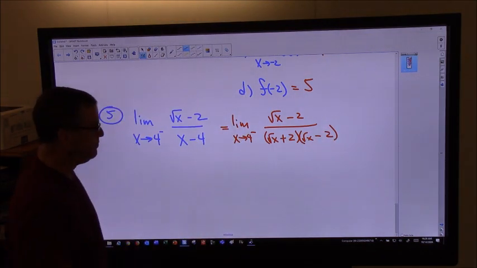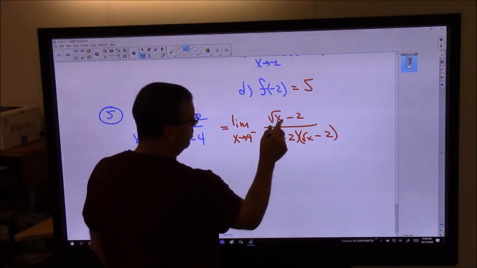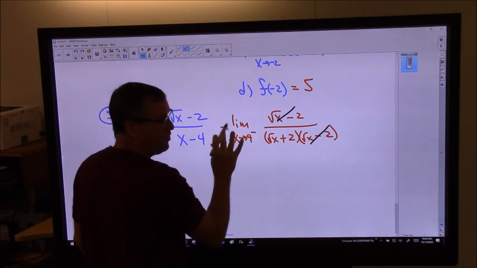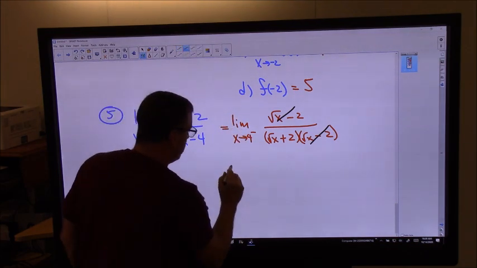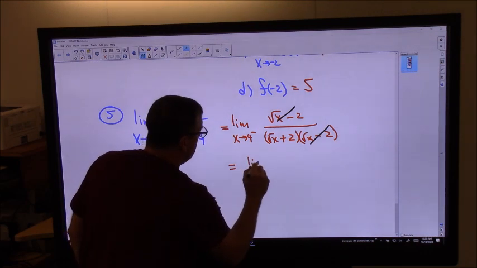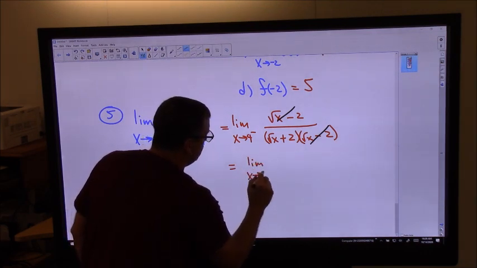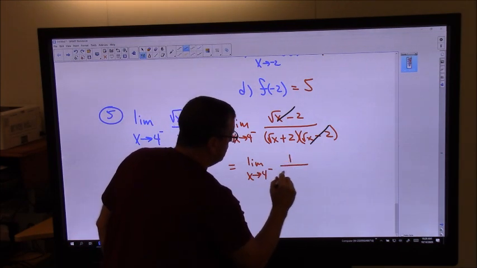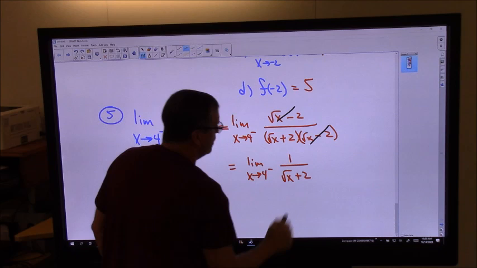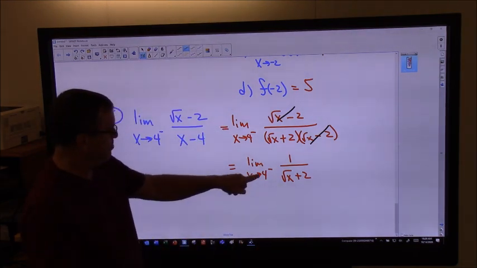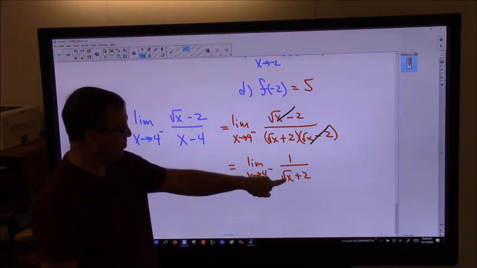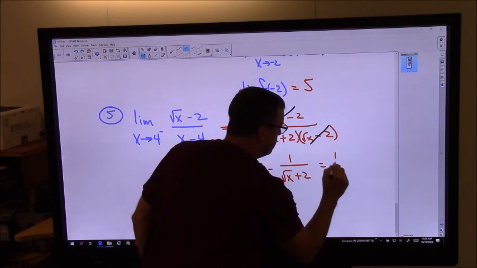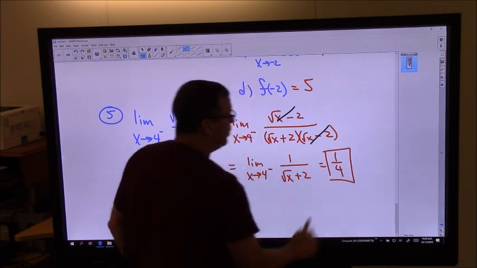So I have a hole in the graph. So I can cancel this, and even though I'm doing a one-sided limit, this is still okay. And so now what I get is the limit as x approaches 4 from the small side of 1 over root x plus 2. And so if I plug a 4 into here, I would get the square root of 4, which is 2. 2 plus 2 is 4, and so my answer is 1/4.